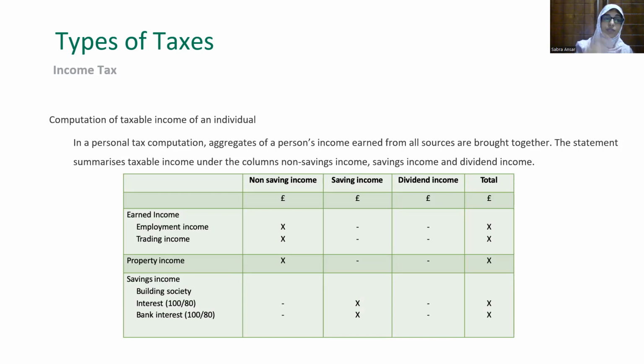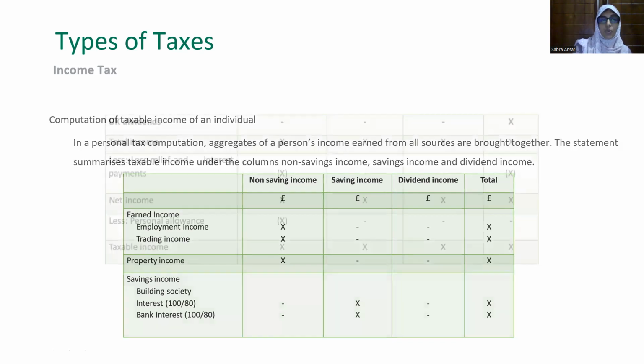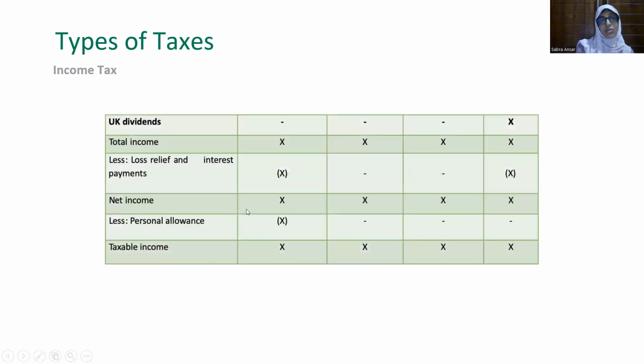So as you can see, if you take a personal computation, a person will have to include the non-savings income, the savings income and the dividend income, and then there will be a total. The earned income, which includes the employment as well as trading income, needs to be included. Then the property income, and savings, like building society or bank interest, these will be savings income as well. All this will be considered while computing. So here also, the UK dividends will be added, all these will be added to get the total income.